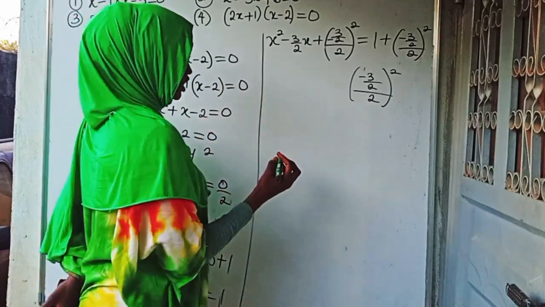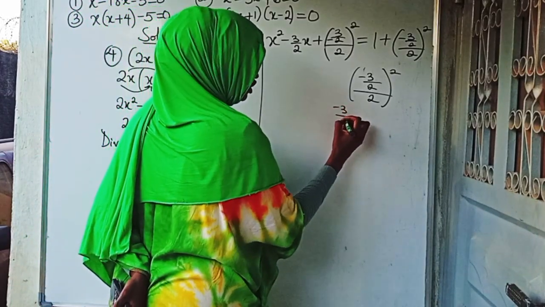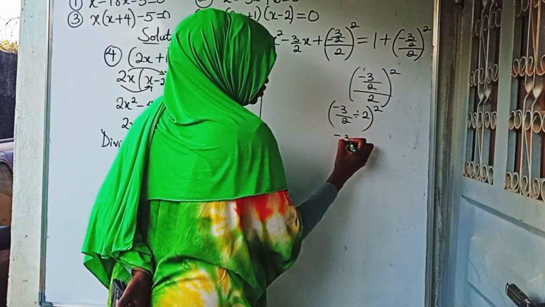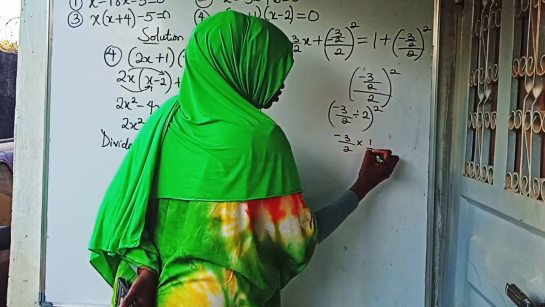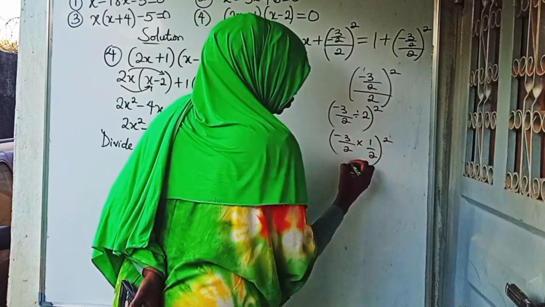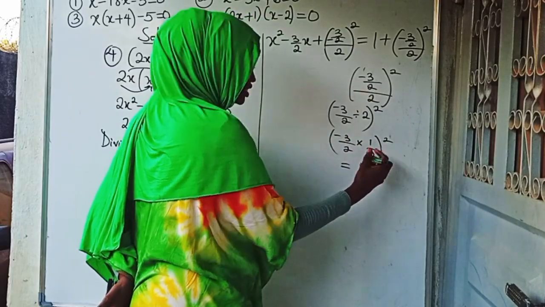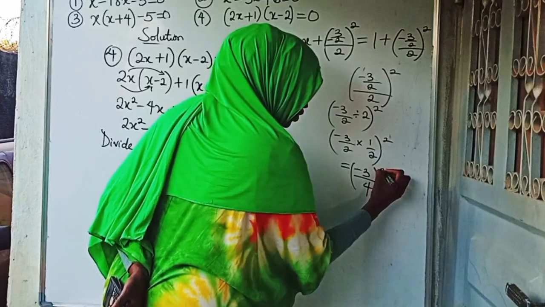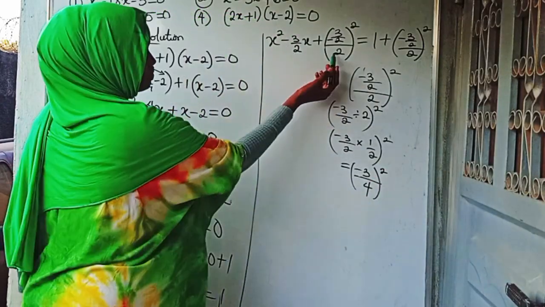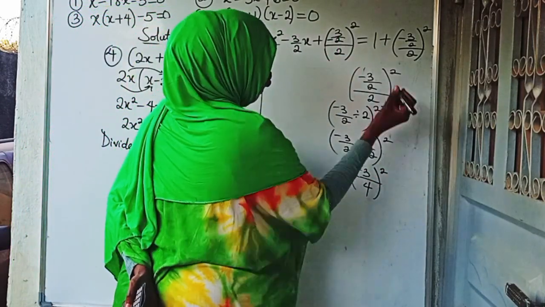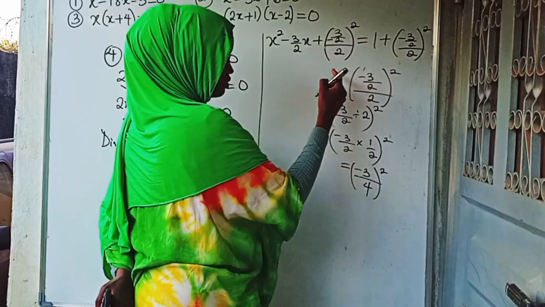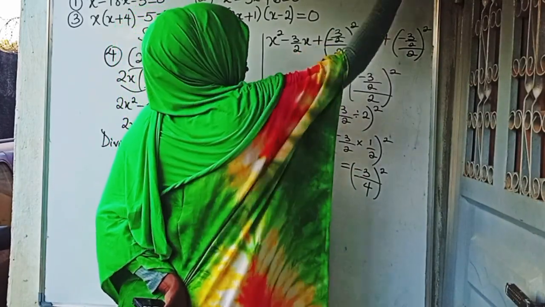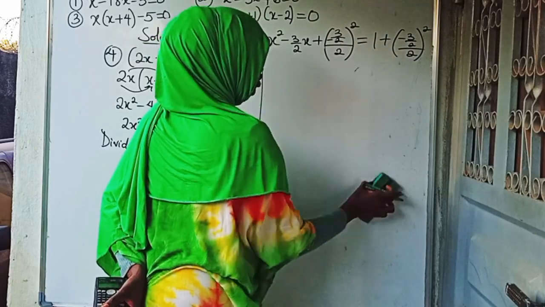Let's do this rough work here. So this is going to be minus 3 over 2 divided by 2, all squared, right? So this is minus 3 over 2 times what? 1 over 2, all squared. So this is equal to what? Minus 3 times 1 gives us minus 3, over 2 times 2 gives us 4. We square this, okay? So minus 3 over 2 divided by 2 is minus 3 over 4, squared. So let's come back and put it here. So remember we have minus 3 over 4 squared.